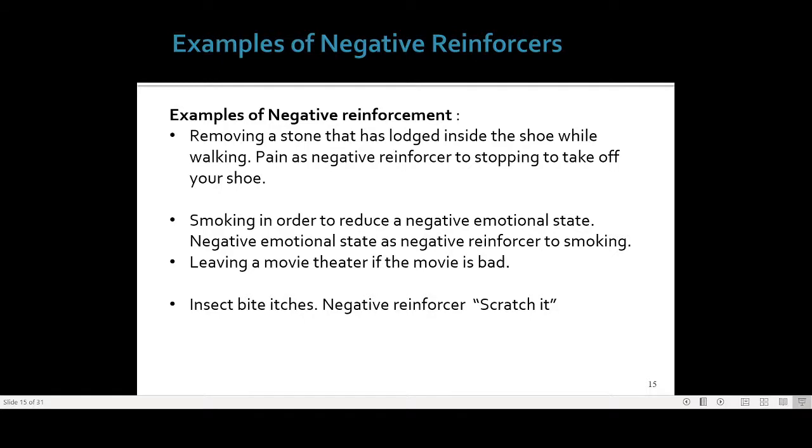Leaving a movie theater if the movie is bad is also reinforced. When an insect bite itches, you scratch it. You scratch it because it itches, so it's a negative reinforcement. Every time it starts itching, you scratch it. So scratching is negatively reinforced, which strengthens the scratching. Itching is strengthening the scratching.